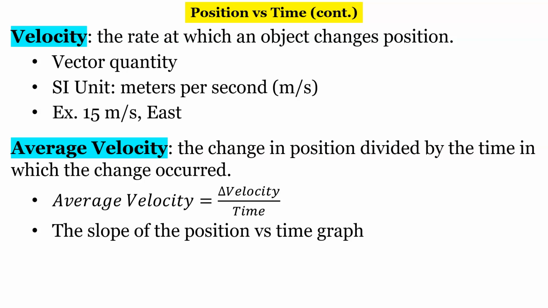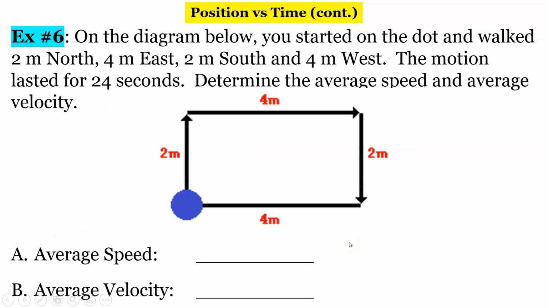Average velocity is calculated by finding the change in position divided by the change in time in which that occurred. In math, we use this delta symbol, this triangle symbol. That just means the change. And the average velocity is actually the slope of our position versus time graph. So let's take a look at the difference here.